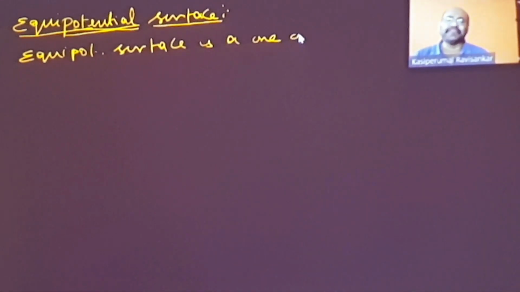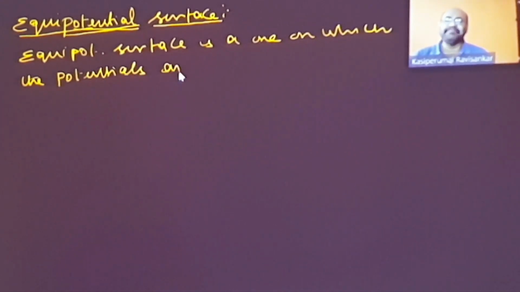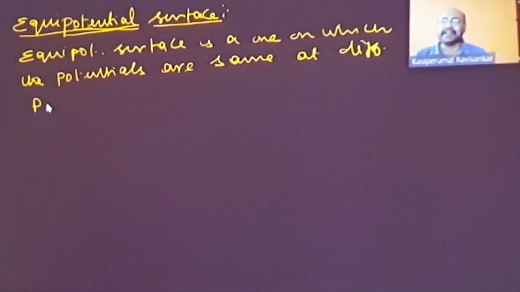How can we define it? I can define it like this. An equipotential surface is a surface on which the potentials are the same at different points. That we are calling an equipotential surface.